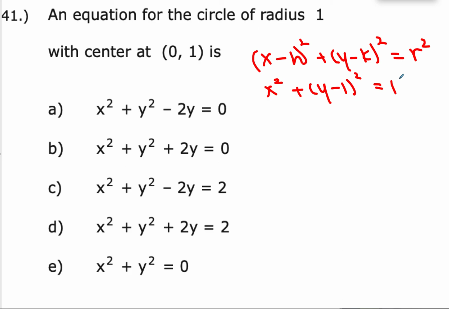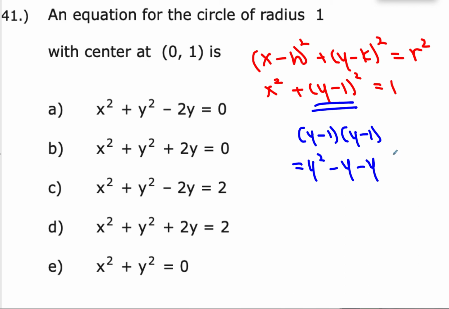Alrighty. Now, I don't see anything that looks exactly like this. So I'm going to expand this one and then simplify. You know that y minus 1 squared is simply y minus 1 times y minus 1. When I distribute, y times y equals y squared, and minus y, and then another one is minus y. The last one is plus 1.